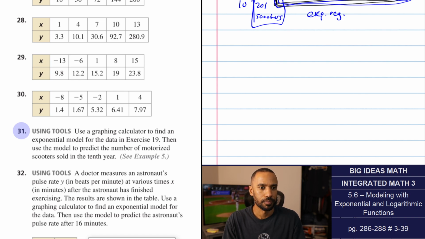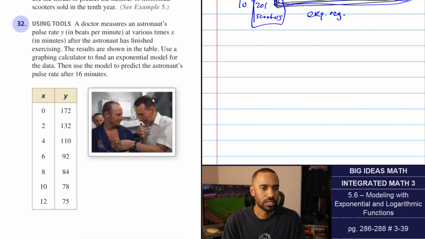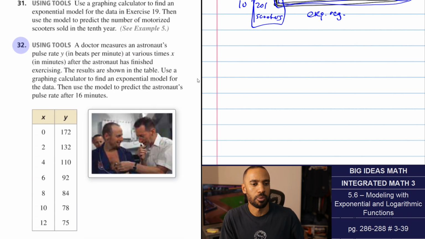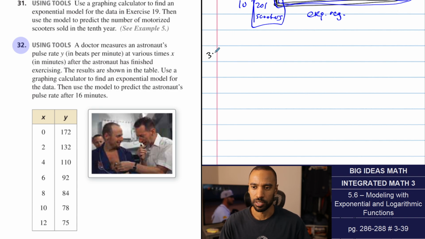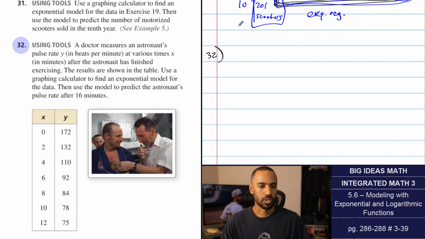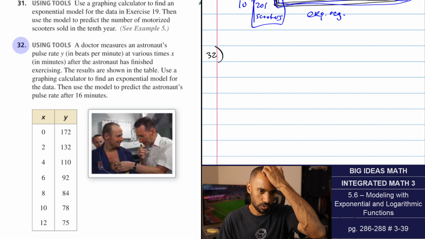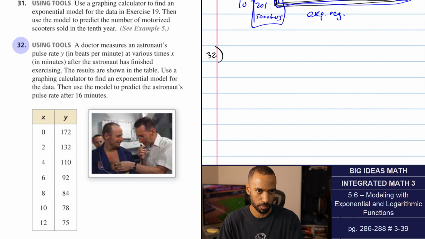Number 32. Using tools. Hopefully that means the calculator. A doctor measures an astronaut's pulse rate y in beats per minute at various times x in minutes after the astronaut has finished exercising. The results are shown in the table. Use a graphing calculator to find an exponential model for the data, then use the model to predict the astronaut's pulse rate after 16 minutes.